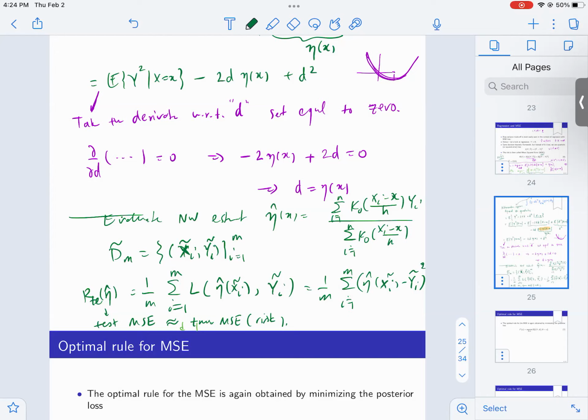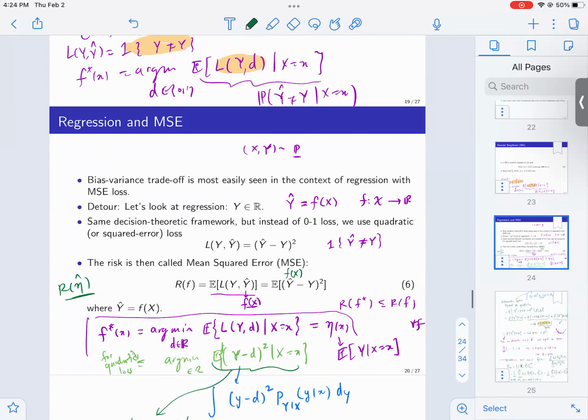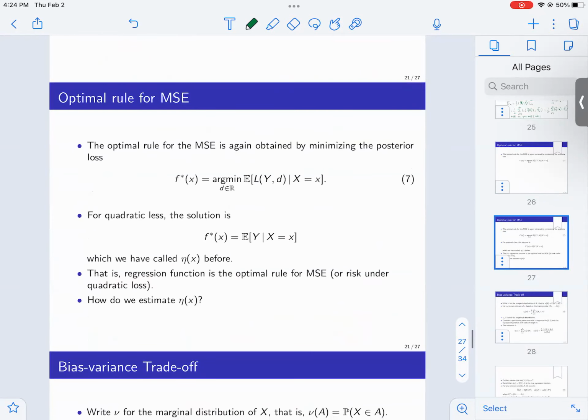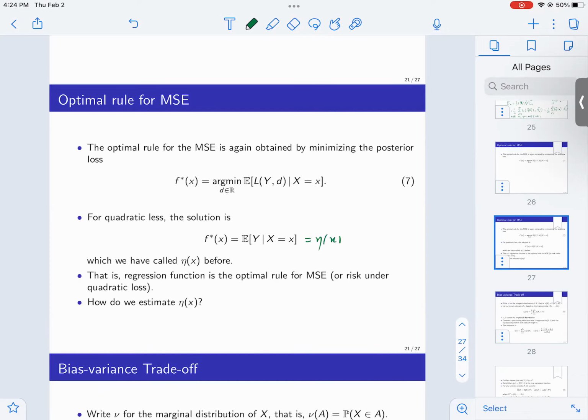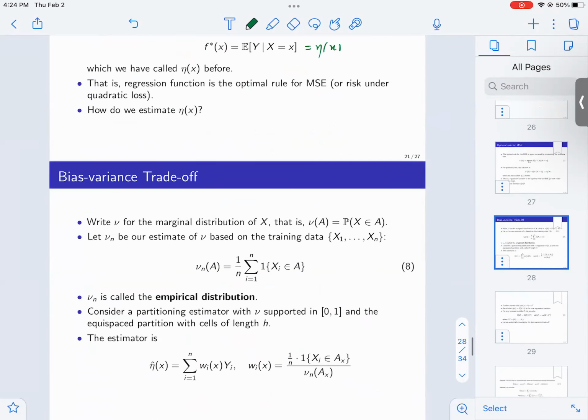Okay, that's how you do it in practice, but I want to do some calculations. So what I'm going to do is slightly different because I'm going to look at the risk instead of looking at it as a generic one. We know this is the decision rule, the optimal decision rule. This turns out to be equal to eta, and we know how to estimate it, we already have the estimators. Now I want to do some analysis, show you the bias-variance trade-off.